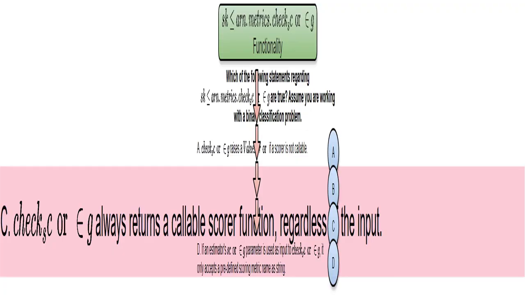This statement is saying that no matter what you feed into the check_scoring function, be it a string like accuracy, or an actual function, it'll always spit out a function that you can use to evaluate your model. That's its whole purpose, to ensure you get a function ready to score your model's results.